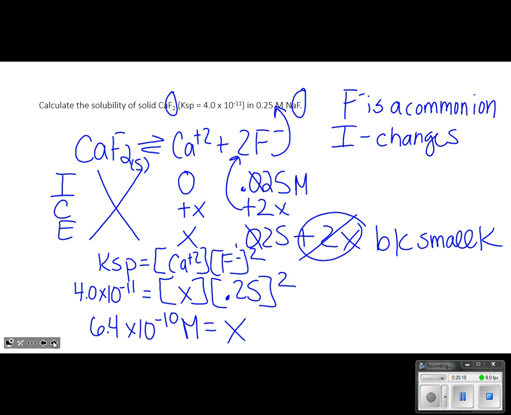Now, this will be the molarity of not only the calcium ions, but it is the molarity of the calcium fluoride as well, because notice between the calcium fluoride and the calcium, there's a 1-to-1 ratio. So this is the concentration of the calcium fluoride as well. 6.4 times 10 to the negative 10th molar.